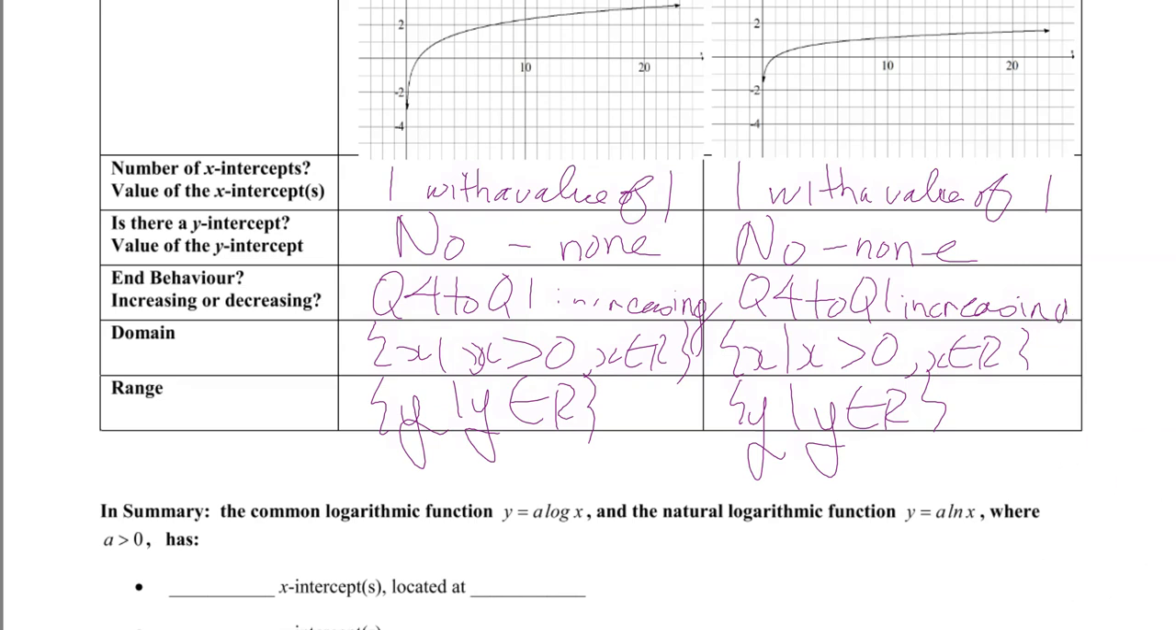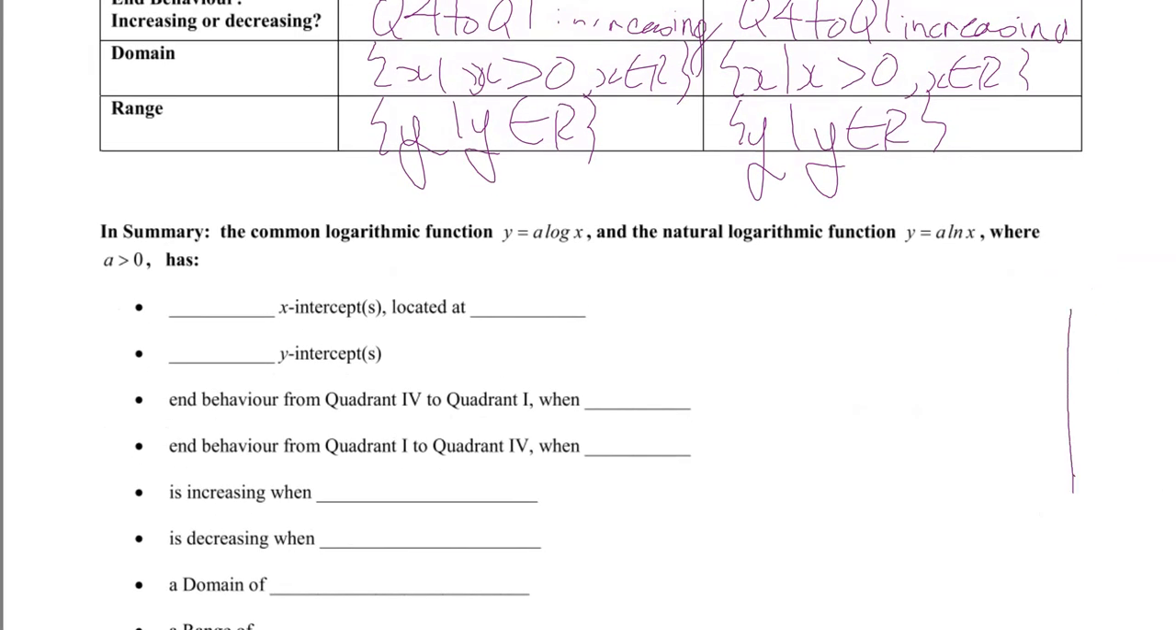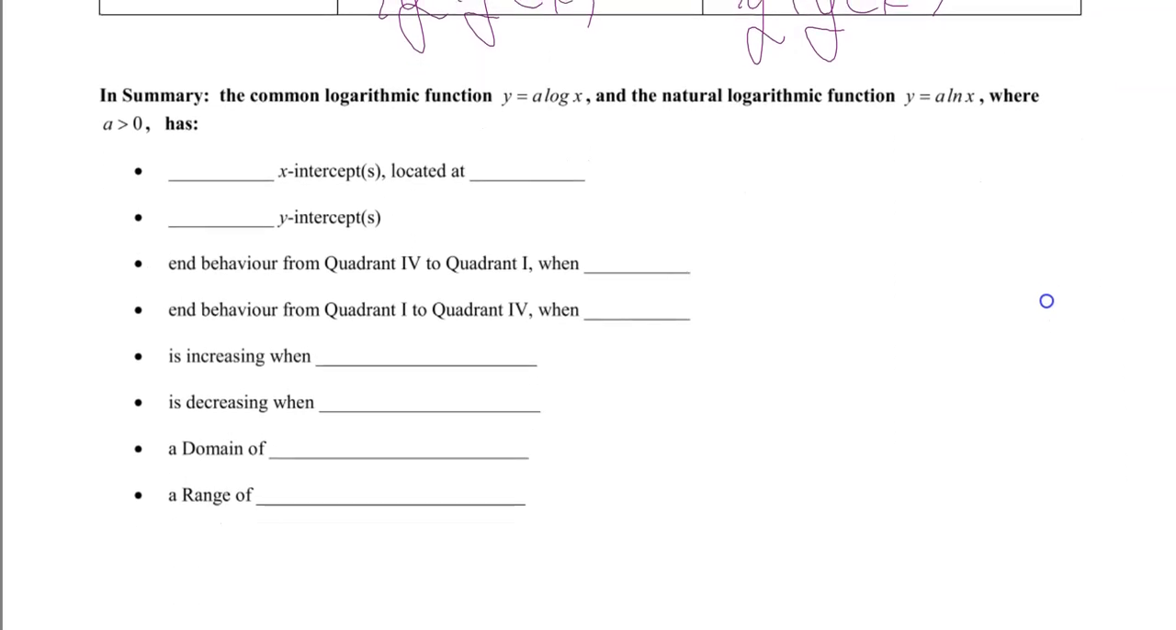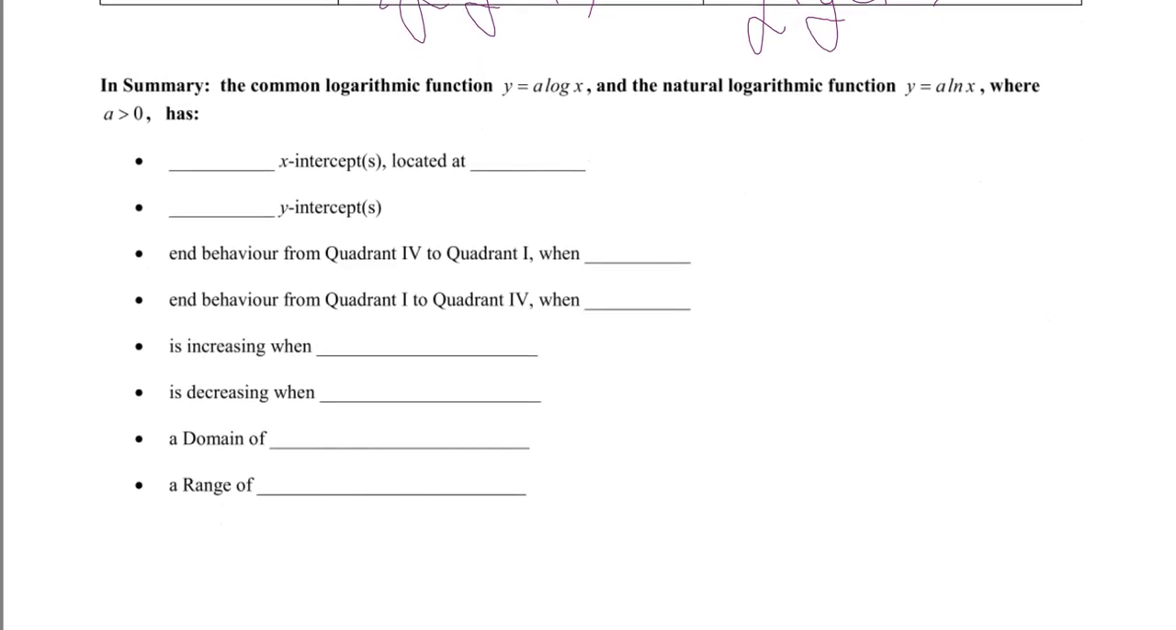In summary, the common logarithm y equals a log, just see log by itself, what's the base? Base 10. And the natural log function a log x, where a is greater than 0, has, so our a value will always be positive, right? So in this course, except for one review question, and you can just ignore that one review question. I was looking through and it's like, oh, that was there.